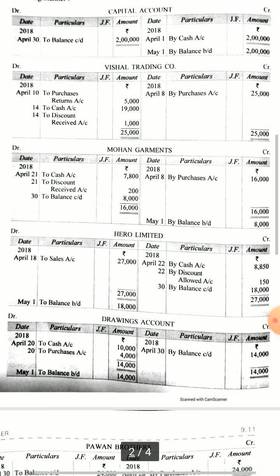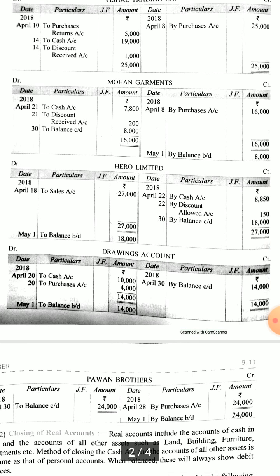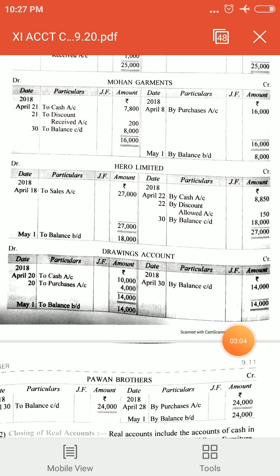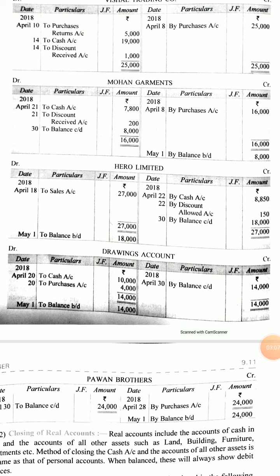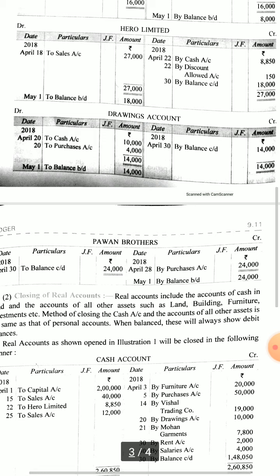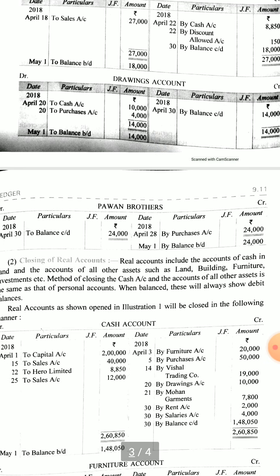In the case of the capital account we will always have a credit balance. Here in the case of Hero Limited there is a balance of 18,000, so it has been balanced like that, and 18,000 will be transferred to the next day of the next month. Again in the case of the drawing account, drawing was debited two times, because once cash was withdrawn and again goods were withdrawn, so purchases was credited by drawing account. So here we get 14,000 as the balance, and we get "by balance b/d". Now in the case of Pawan Brothers, no amount was paid, so 24,000 is written as "to balance c/d".